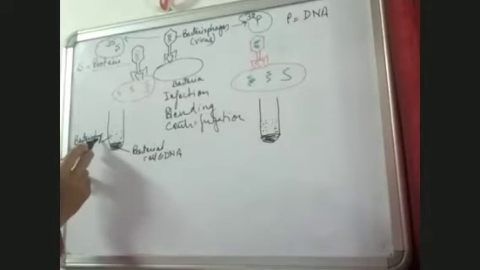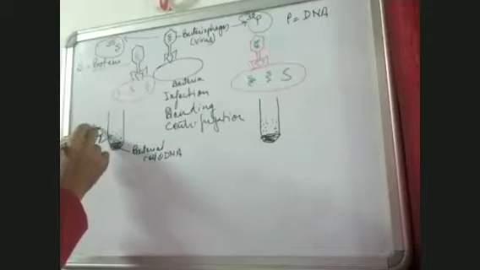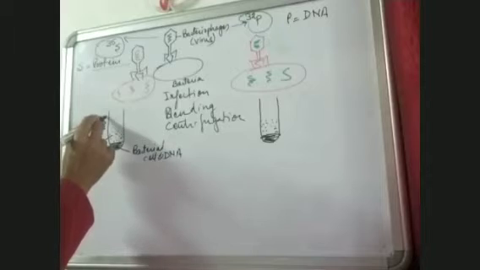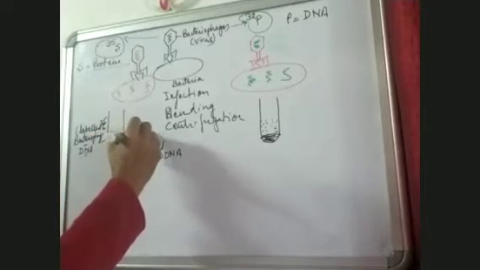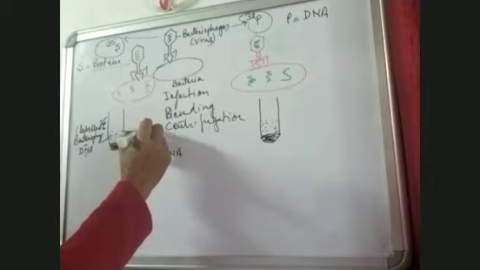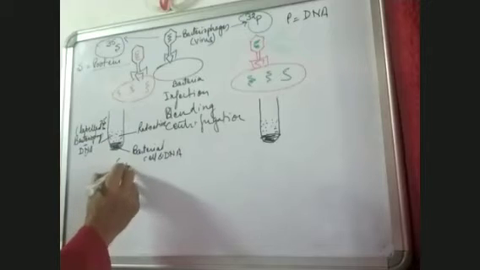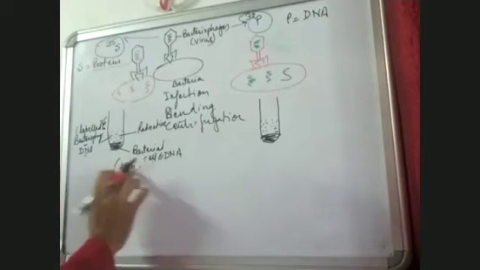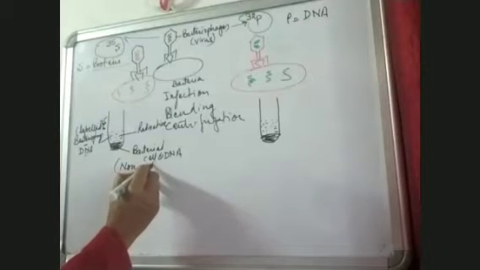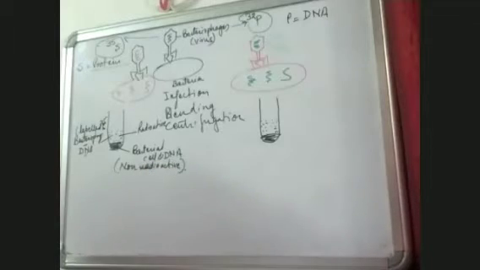It has bacteriophage which is labeled with S35 protein coat. So in this case, this will be radioactive. Radioactivity will be detected in the supernatant part, whereas this will be non-radioactive.